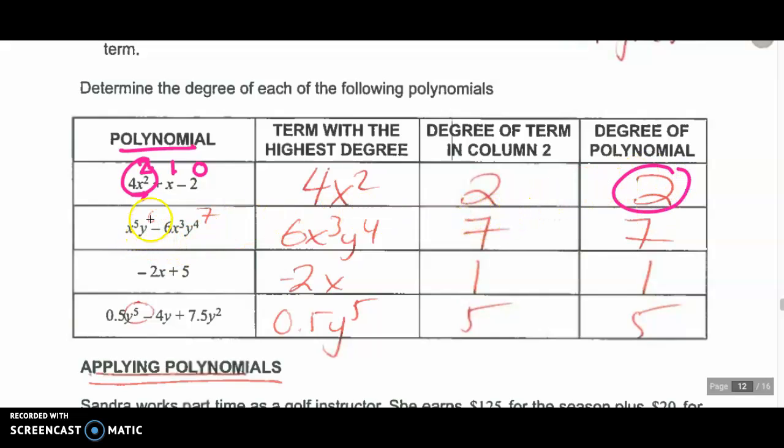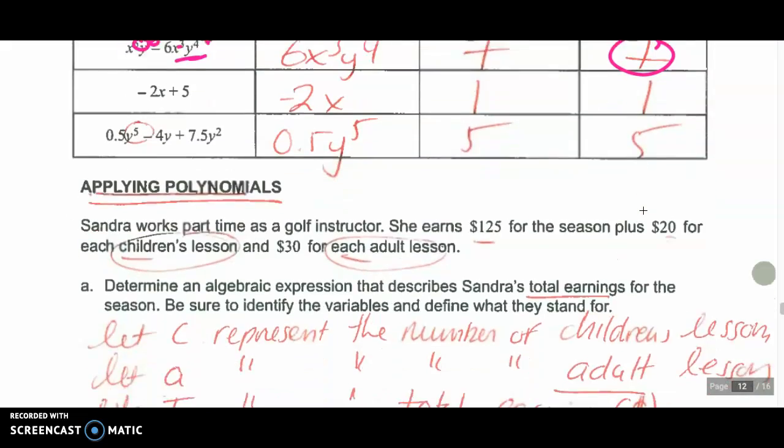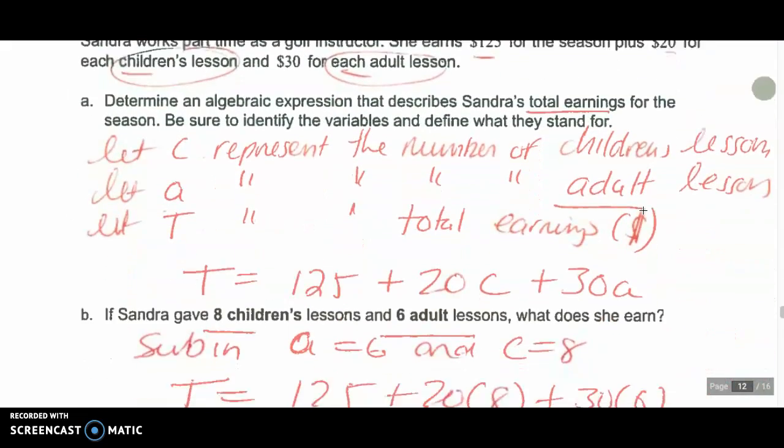You get a 5 and a 1, that'll get you 6. Again, remember that y, just y by itself, is y to the 1, same thing. So 5 plus 1 is 6, 3 and 4 is 7. This guy's bigger, this guy wins. The degree of the polynomial is 7.